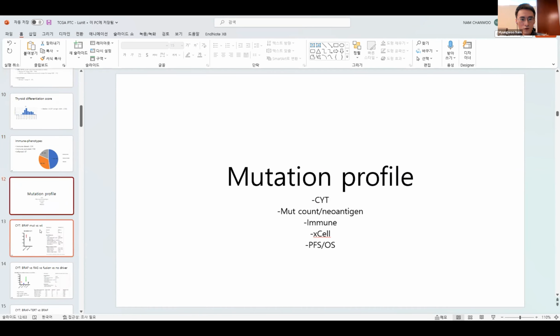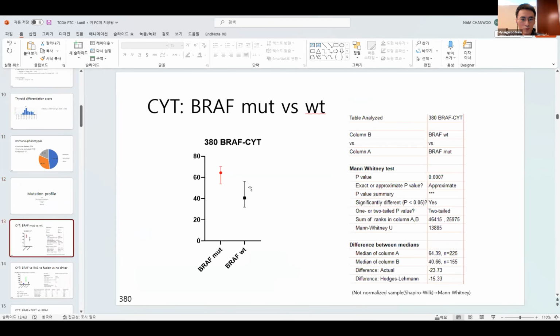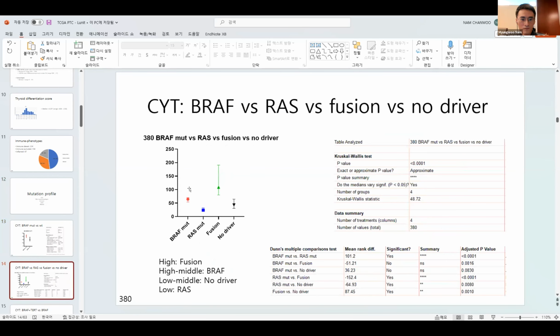Preliminary analysis regarding mutation profiles. The cytolytic score for BRAF was higher than non-BRAF wild type samples, which has been described in the previous paper also. And I looked into other things. Actually, with fusion genes, RET fusion, NTRK genes, when they have fusions of those, the cytolytic score was higher, and RAS was the lowest, and BRAF and no driver were in the middle. To see this comparison test, yeah.